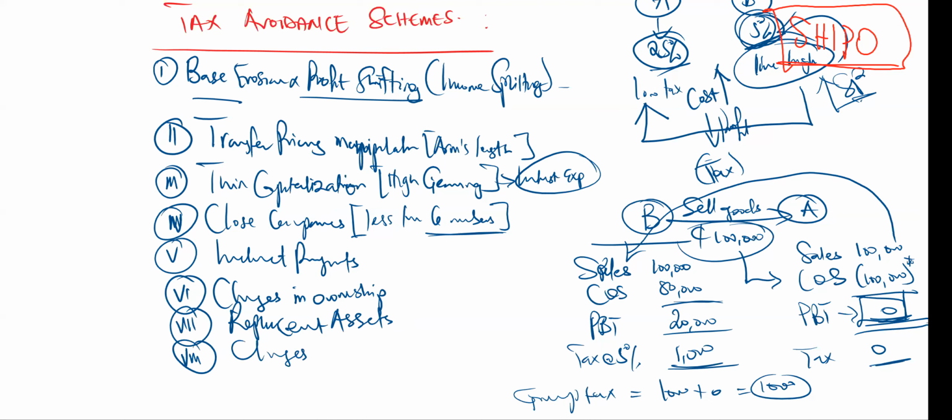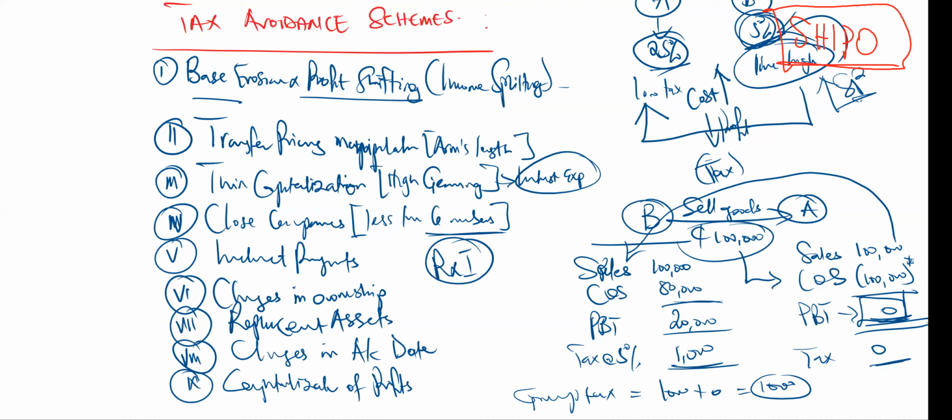So we can have changes in accounting dates. There are lots of them, plenty. You can even take advantage of capitalization of profits. Okay. So capitalization of profits is an example of tax avoidance. Taking advantage of repairs and improvement. Do you know why? Because repairs and improvement, this is one of the biggest areas of tax planning that people, okay, we don't tell people.